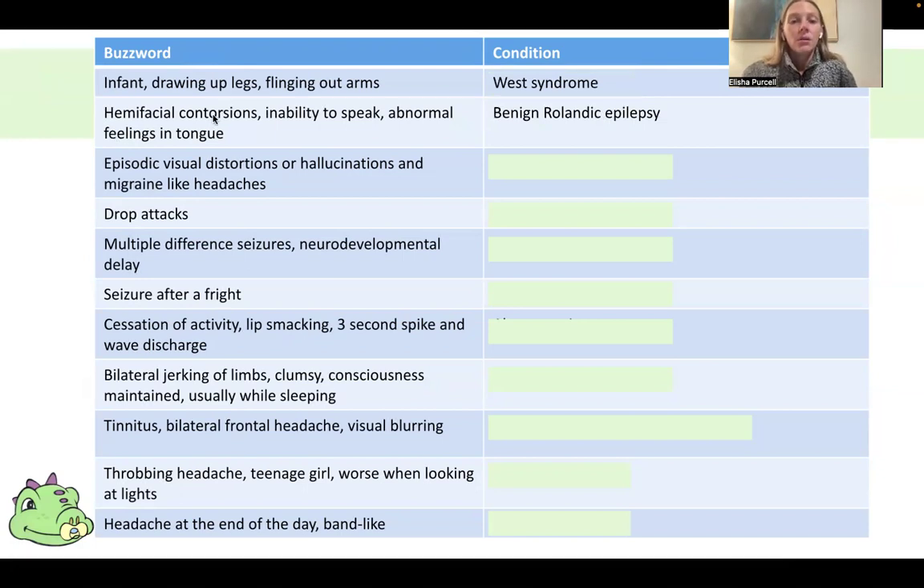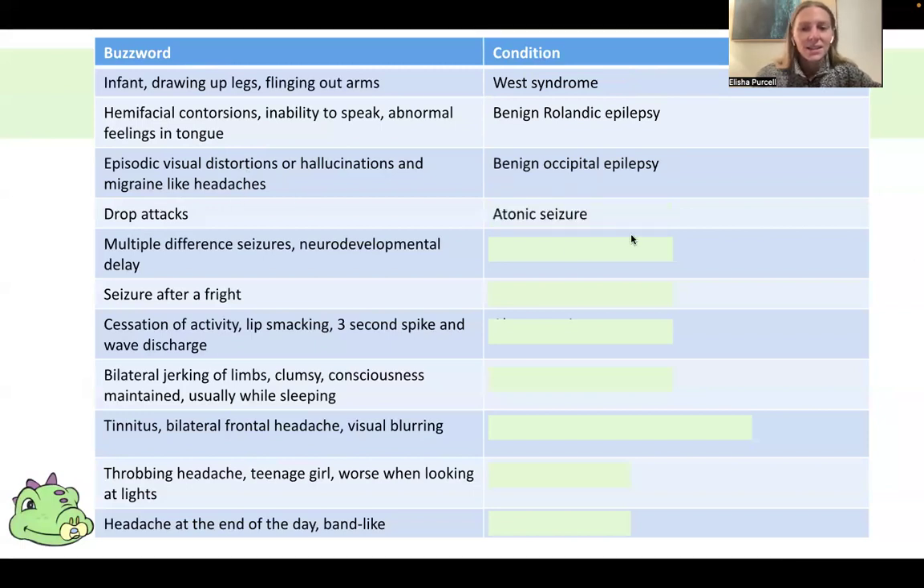So remember, you get this focal presentation: the hemifacial contortions, inability to speak. Then episodic visual distortions or hallucinations and migraine-like headaches are benign occipital epilepsy. You're just matching up visual distortion and hallucination, giving you the occipital epilepsy.